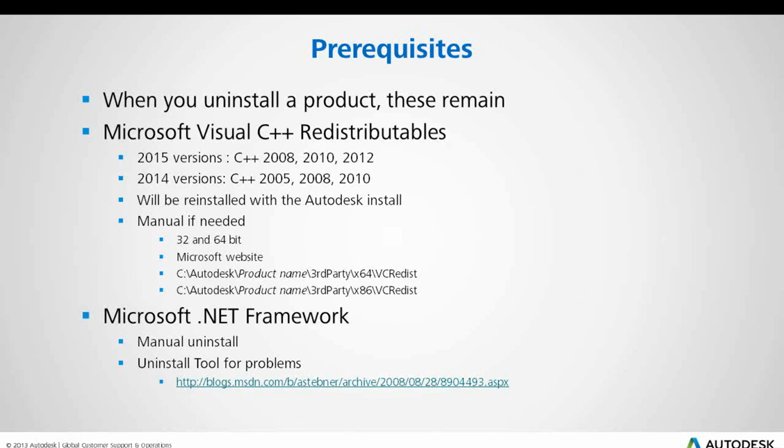So during the installation of the Autodesk software, it will actually run the installers for these also. We include them in our installation, but they're not actually Autodesk software. And for 2015 versions of Autodesk software, it requires the 2008, 2010, and 2012 versions of the Microsoft Visual C++. 2014 versions are a little bit older, so they require the 2005, 2008, and 2010 versions of the Visual C++.